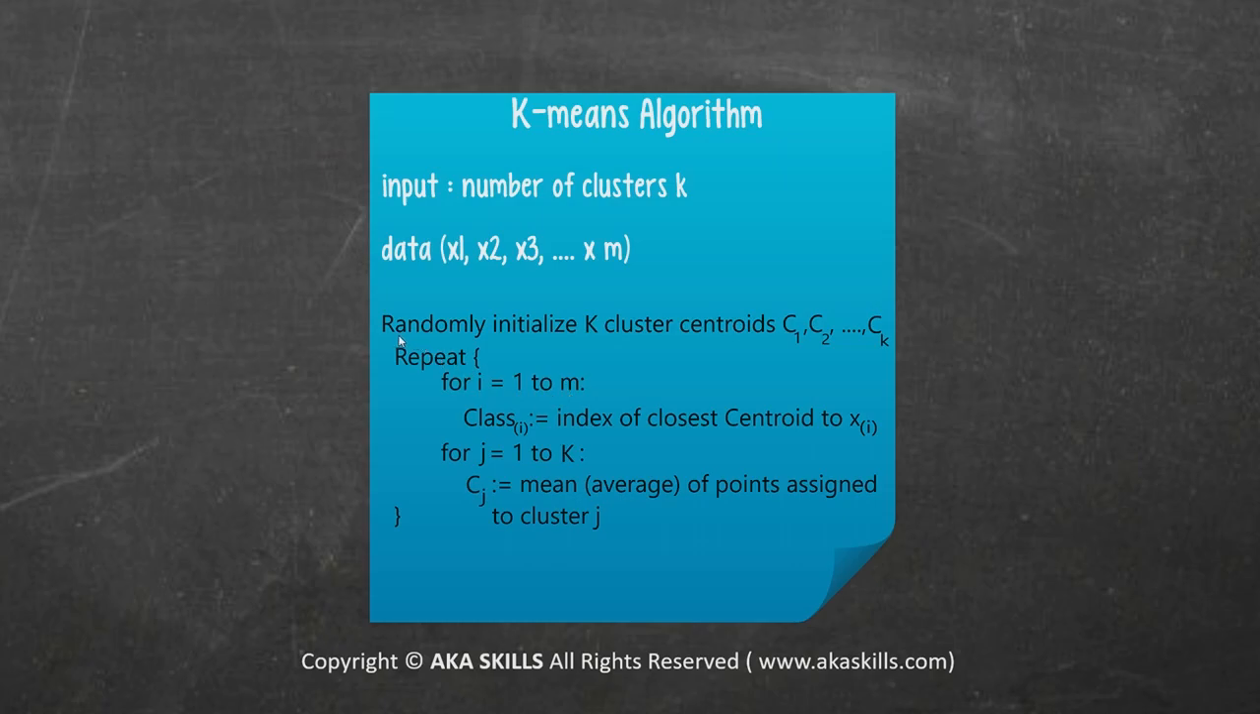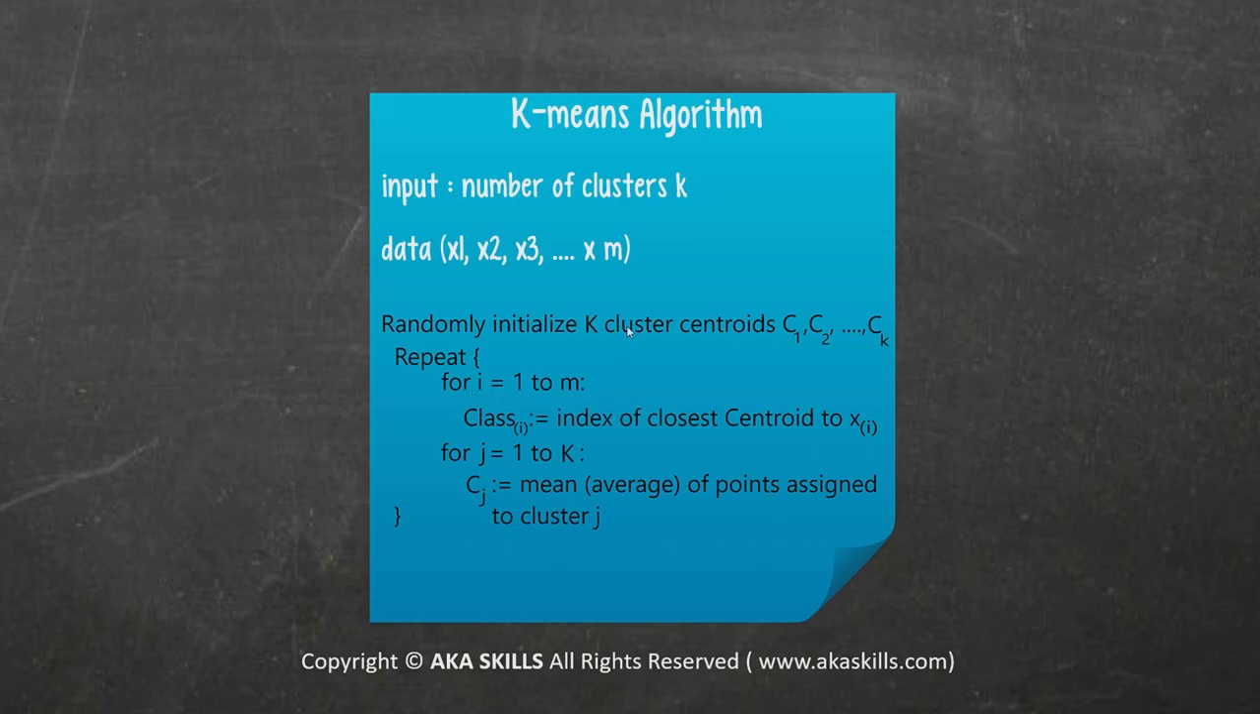So first, what do we do? This is the algorithm. First, we randomly initialize the k cluster centroids, like we did, C1, C2 until Ck. In our example, we had until C3. That means we initialized 3 random centroids. Then we loop, another loop inside.